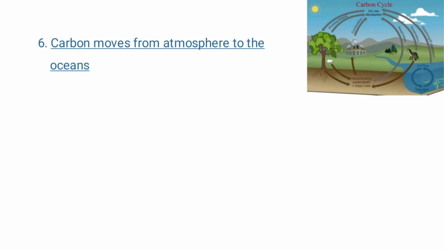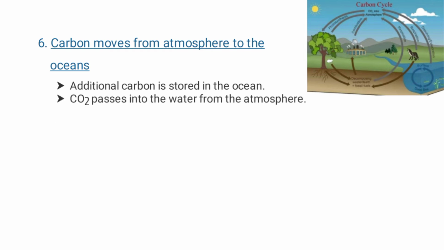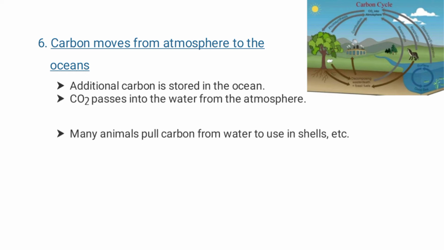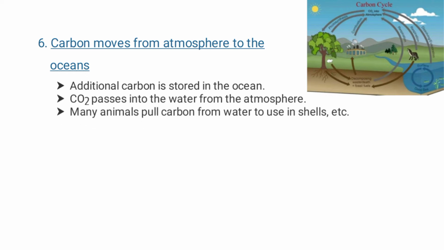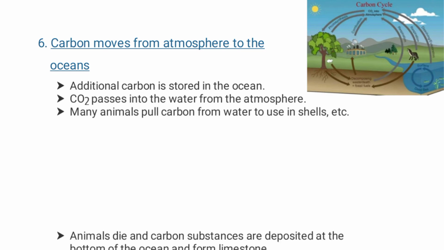Step 6 is carbon moves from the atmosphere to the oceans. In addition, carbon is stored in the ocean. Carbon dioxide passes into the water from the atmosphere. Many animals pull carbon from the water to use in shells and other structures.